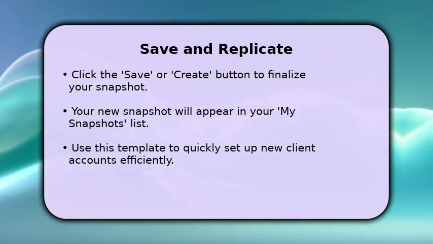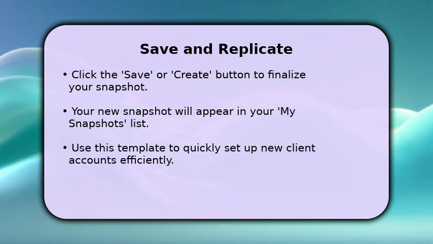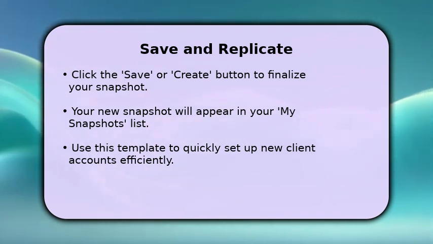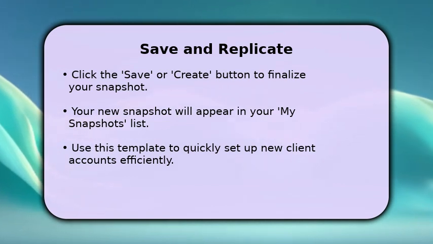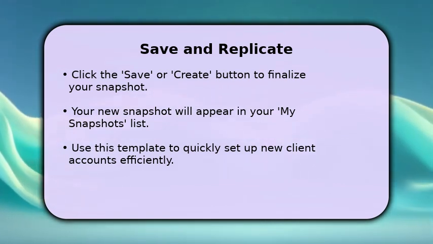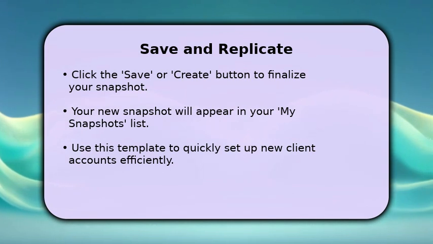GoHighLevel will then process and package all the selected data into your new snapshot. It will appear in your My Snapshots list, ready for use. This powerful feature allows you to replicate proven systems for new client accounts in just a few clicks, saving you significant time and effort and enabling rapid scaling of your business operations.